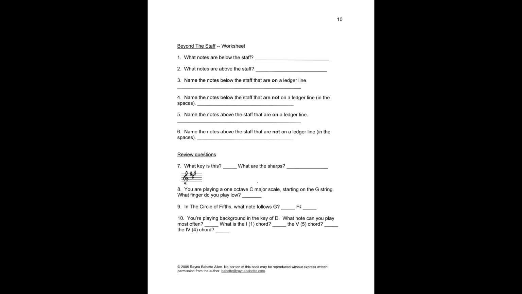And now for our review questions. We have a staff here that shows 3 sharps. So what key is this? If it has 3 sharps, it's in the key of A. And what are those sharps? F sharp, C sharp, and G sharp.